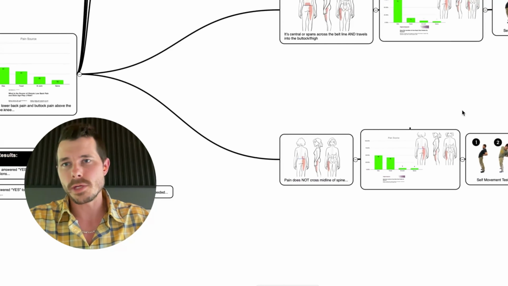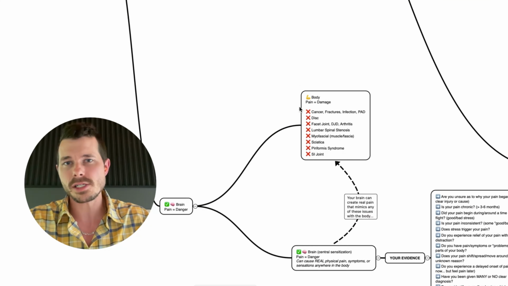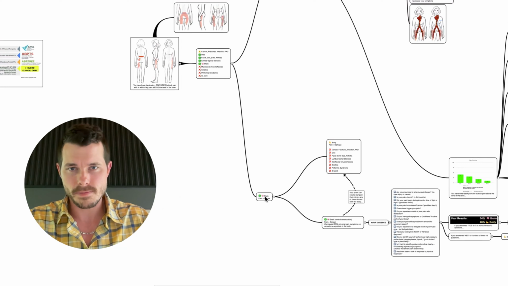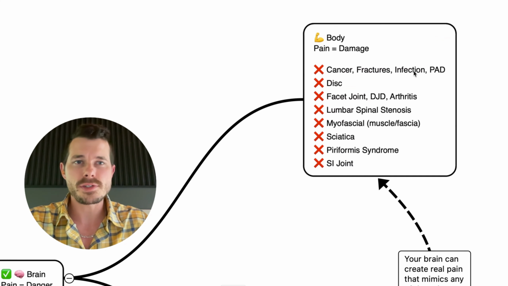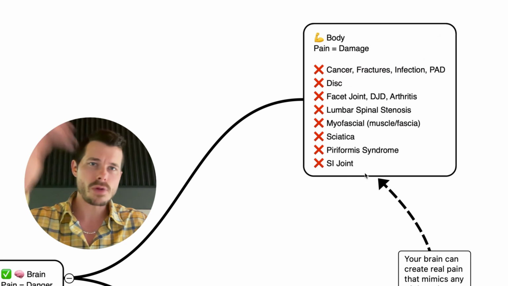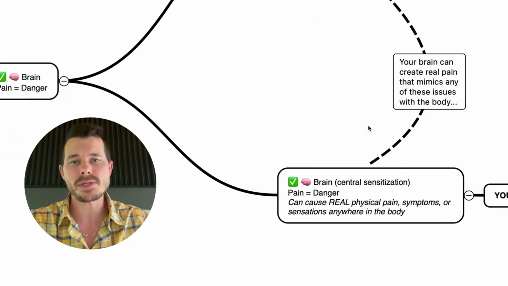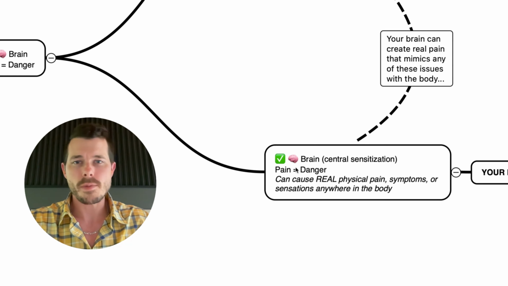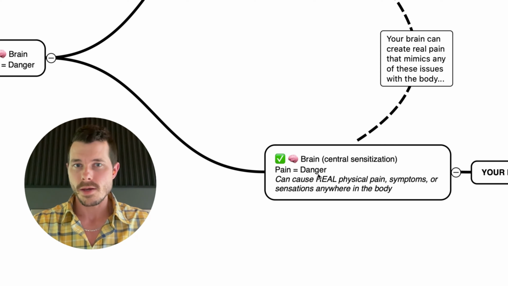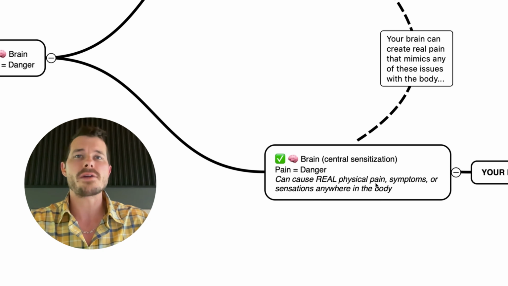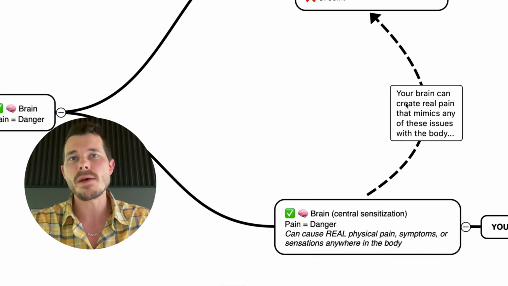So, where were we? We talked about the most common things there, what it isn't, all that good stuff, big, ugly, scary stuff. Now we are here, in this area: brain. So we've ruled out cancer, fractures, infections, peripheral arterial disease, disc problems, facet joint problems, all these problems, whereby we can now feel confident the pain we're experiencing is not due to damage within the body, but potentially sensitivity of the brain, whereby the pain you're experiencing is not due to physical damage, again, but due to perceived danger. Now, this can cause, again, very real physical pain or symptoms anywhere in the body, so symptoms caused by a sensitive central nervous system can mimic any of these things.